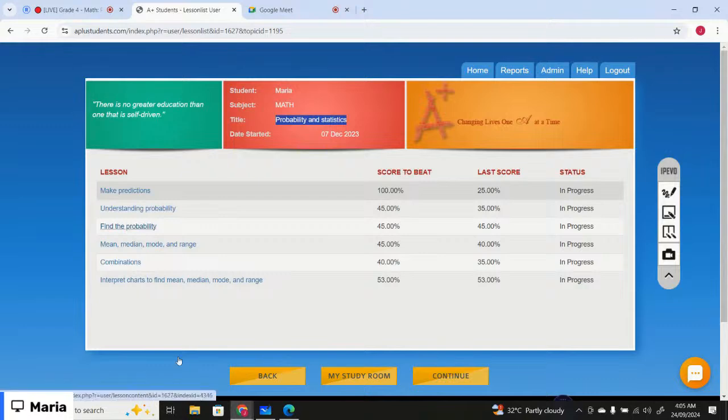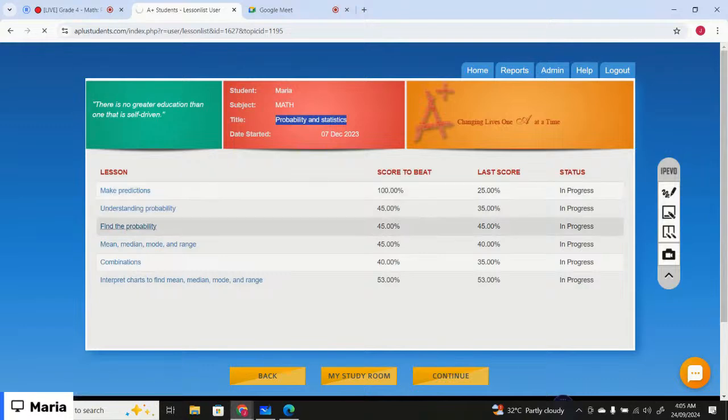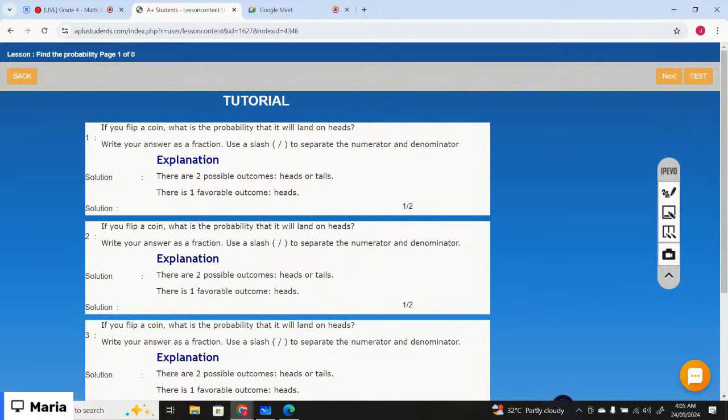Okay, let's start with the lesson find the probability. You flip a coin. What is the probability it will land on heads? So, which is the correct option? When you flip a coin, you have a total of two outcomes, head or tail, and one of the outcomes is the required one, so the probability is 1 by 2.